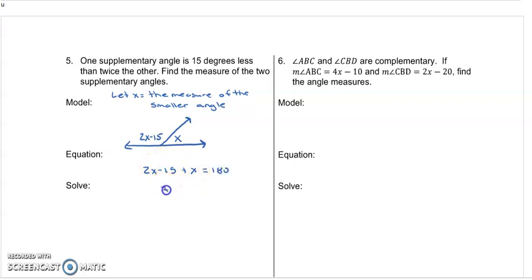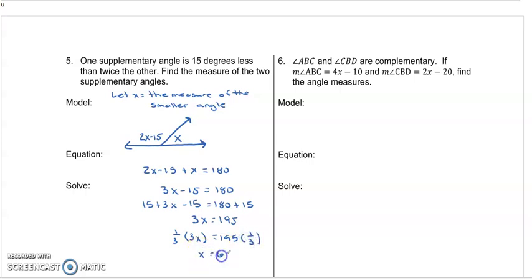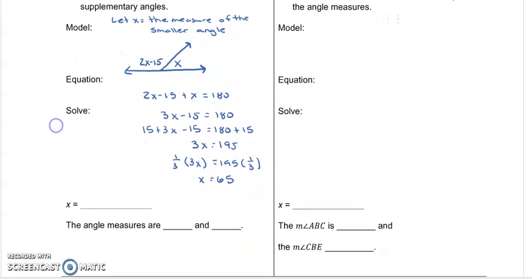I'm going to combine my like terms. So 3x minus 15. And then I'm going to add the opposite. So I'm going to add a positive 15 to both sides. Now, if you wanted an extra line where you change your minus 15 to plus negative 15, that's totally fine. So 3x, I'm going to add those up, gives me 195. Multiply by the reciprocal. And I get x equals 65. So I can fill in x is 65 degrees.